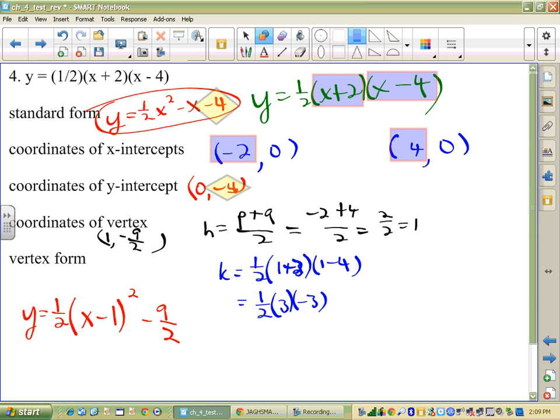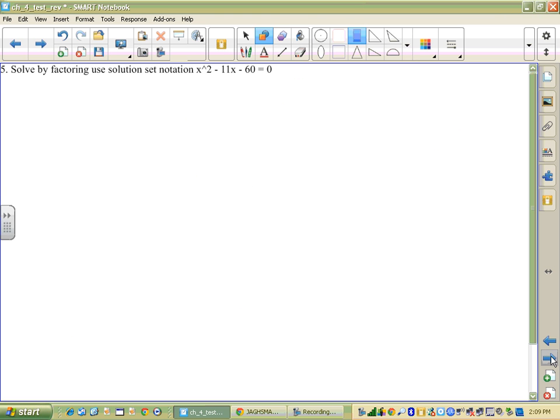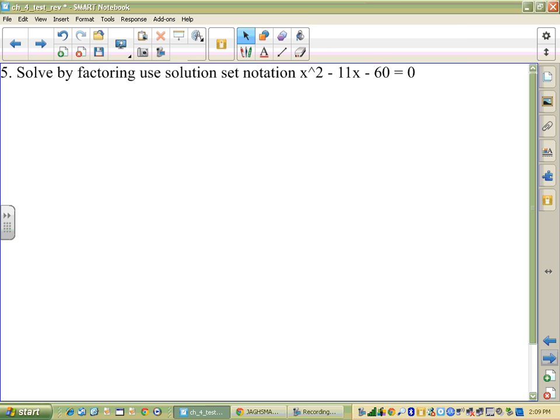We ready to look at the next? So we're 1/4 of the way through the test. Solve 5. Oh, finally something I know how to do. Thank goodness. I know how to do this.